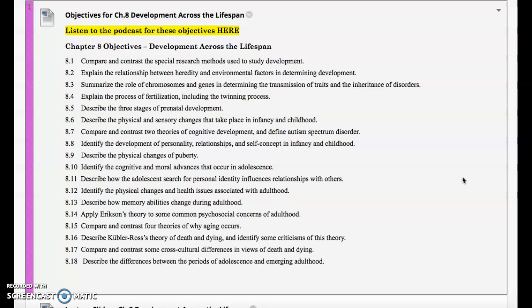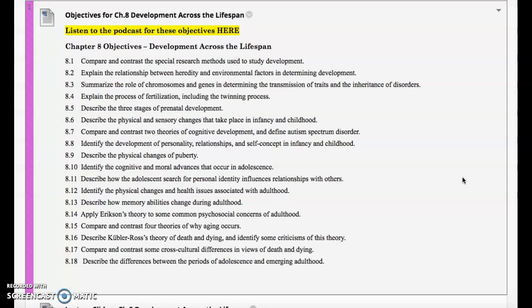Then we'll turn to a little bit of biology here. We'll be looking at the role of chromosomes and genes in determining the transmission of traits and in the inheritance of disorders. So what kinds of traits get passed on? I mean, we could be talking about physical traits or psychological traits, like mental illness. And how does that relate to what one develops in terms of disorders? So that looking at the role really of genetics there.